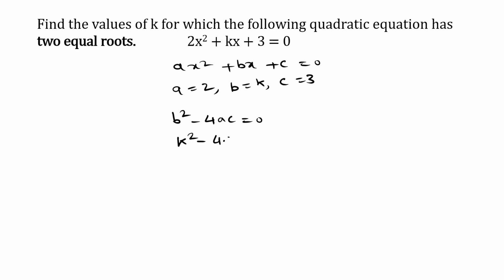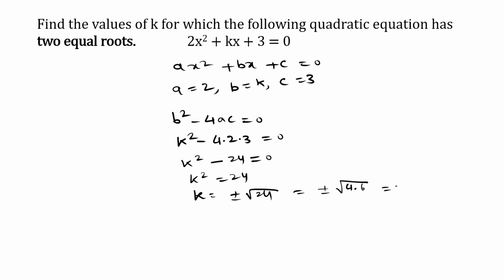Substituting values of a, b, c in this, we get b square means k square, minus 4 times a means 2, c means 3, is equal to 0. So k square minus 24 is equal to 0, or k square is equal to 24. Taking square root, we get k is equal to plus or minus under root 24, is equal to plus or minus under root 4 into 6, and square root of 4 is 2, so we get plus or minus 2 under root 6. So for these values of k, plus 2 under root 6 and minus 2 under root 6, this given equation will have two equal roots.